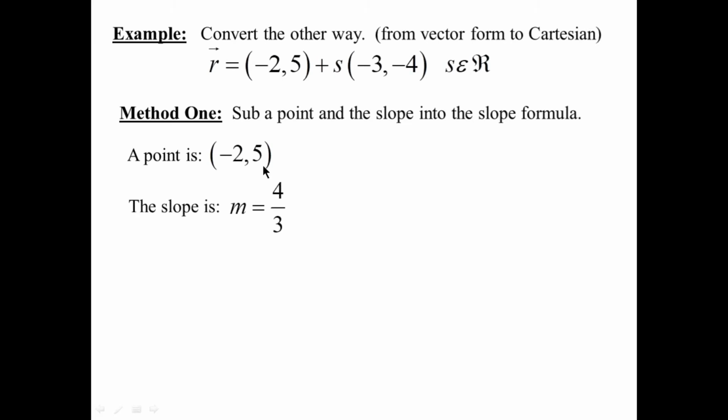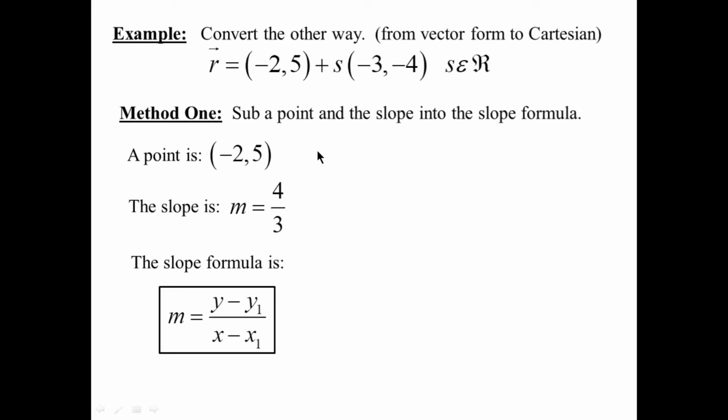The slope is, well, we know this is denominator first. So it must be something over minus 3. It's minus 4 over minus 3. But wait a second, minus over a minus, let's just call that positive. So we've got the direction, we've got the point, we've got the slope, and we've got a point, and we can sub into this, the slope formula.